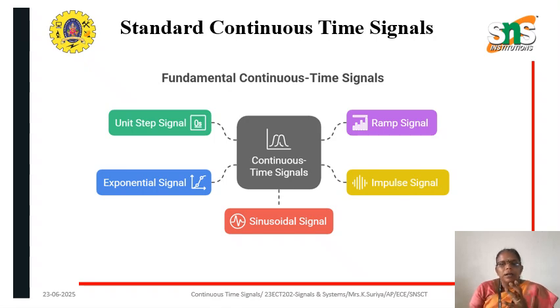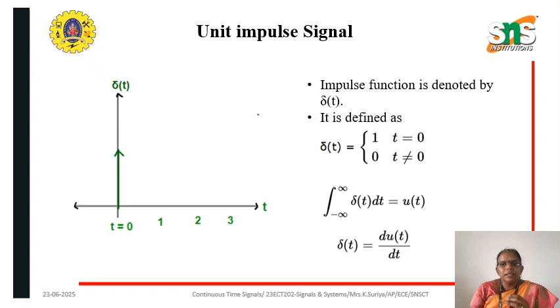So, standard continuous time signals which we are going to see in this video are unit step signal, exponential signal, sinusoidal signal, impulse signal, and ramp signal. So let us see one by one in detail. So first one is a unit impulse signal. So this is a signal which is denoted by del of t.